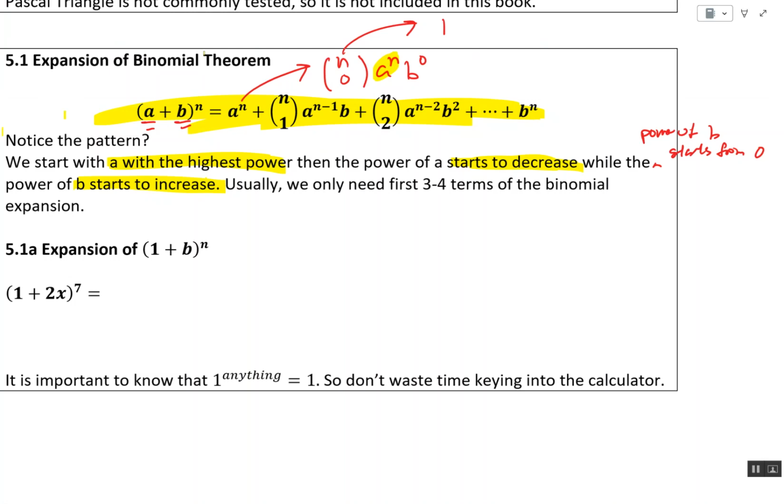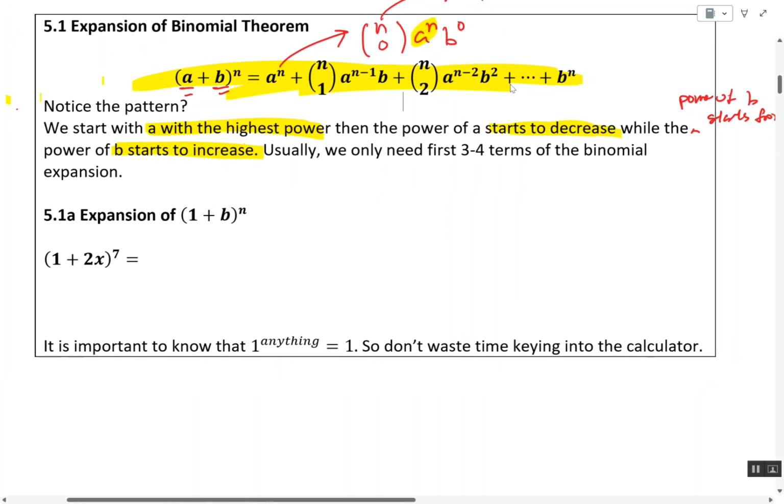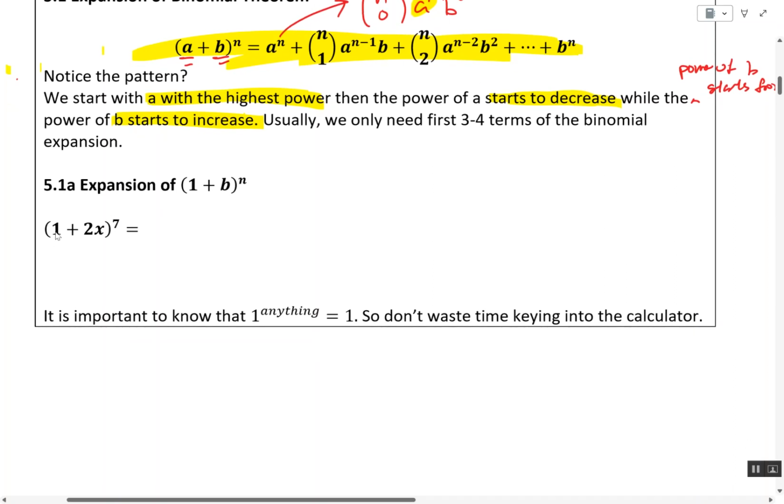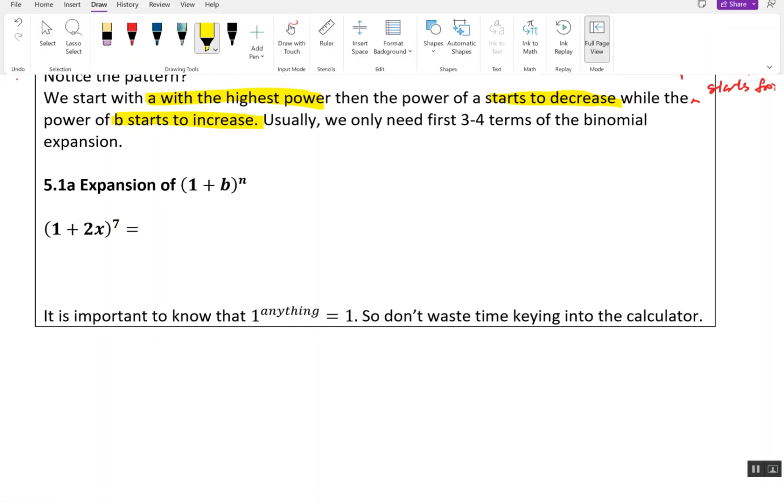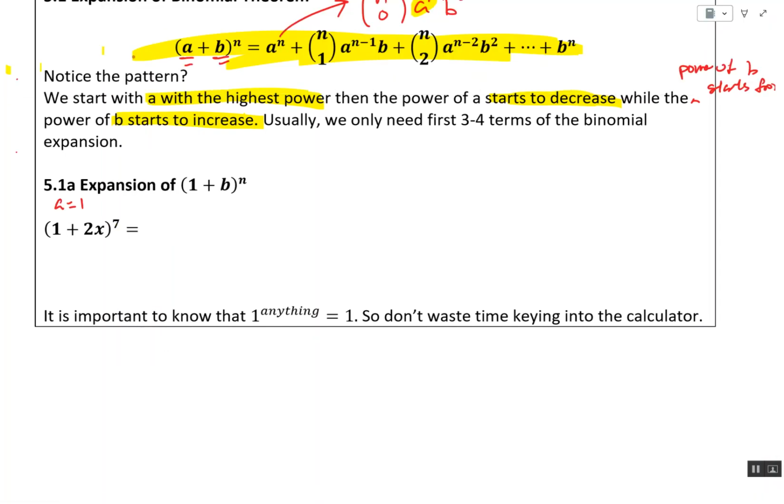Okay, so now that we have gone through this formula itself, how do we apply it to expansion questions? The first expansion question that you have here is (1 + 2x) to the power of 7. In this case, my a would be my value of 1, my b would be my 2x, and my n is actually 7. As a start, this is what you can write at the side as a reminder of what you are working with. So now I'm going to plug it into the expansion formula here first.